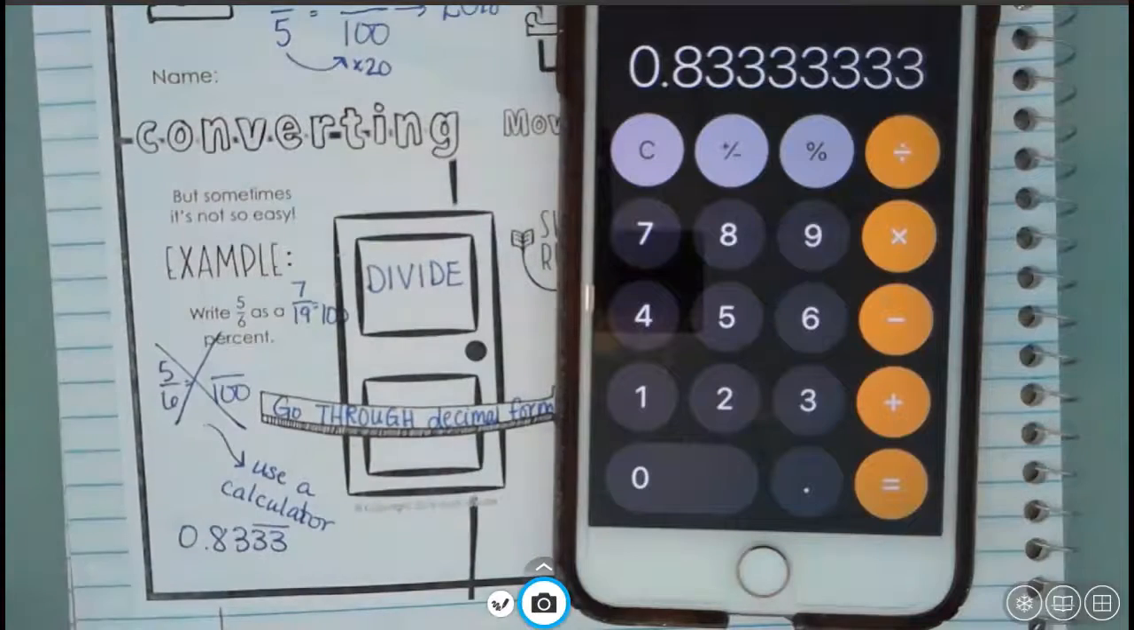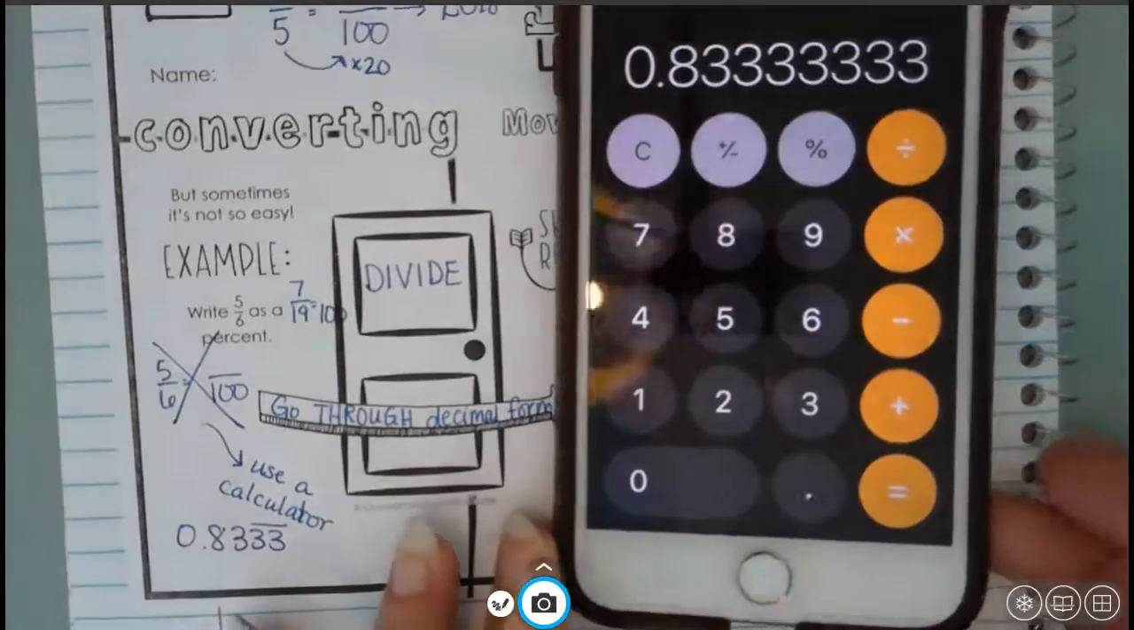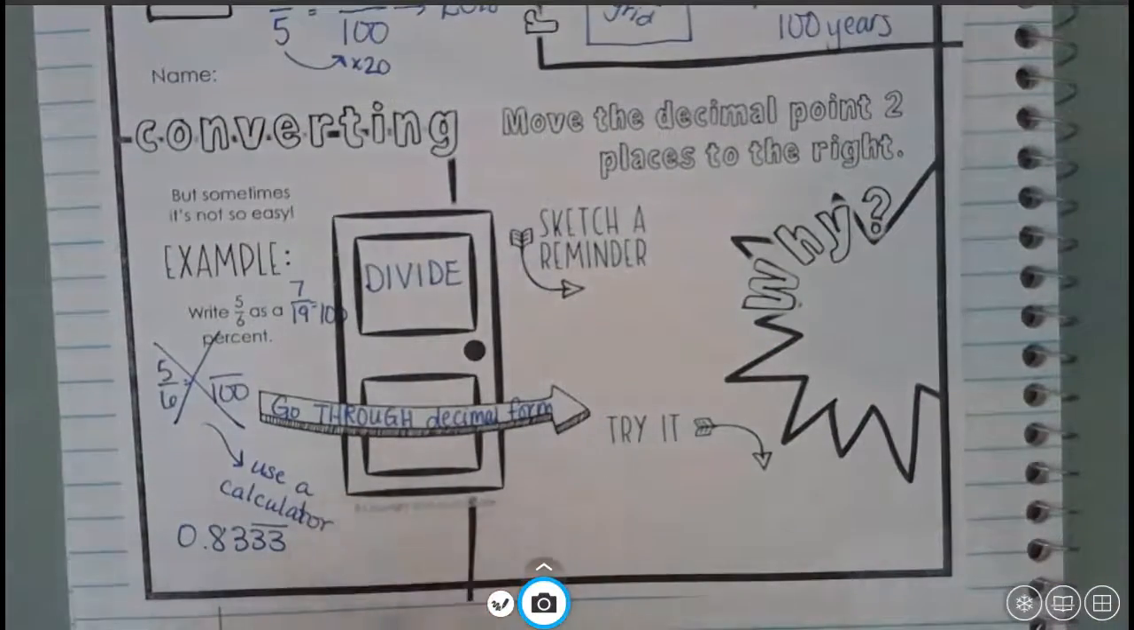That would be like if I asked you, how about 7/19? How are you going to get that to 100? There are ways to do it, but let's simplify. Just go ahead and use a calculator.